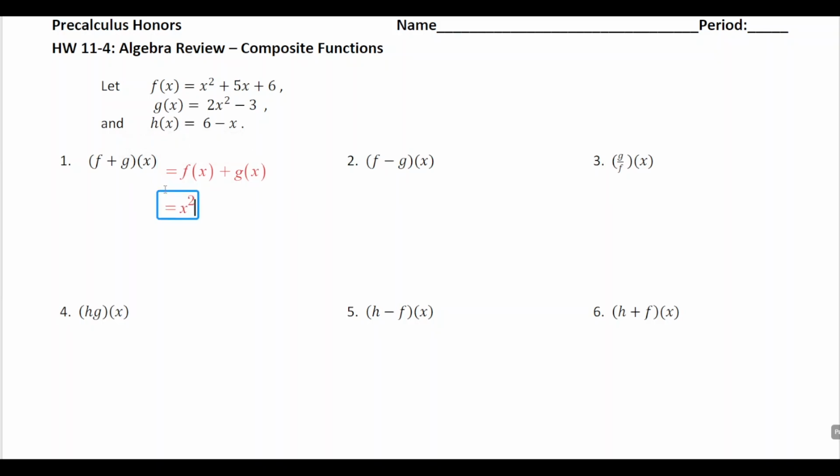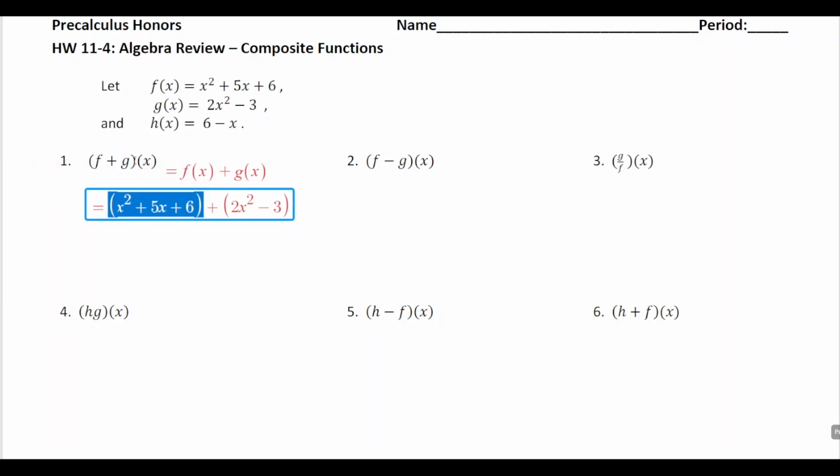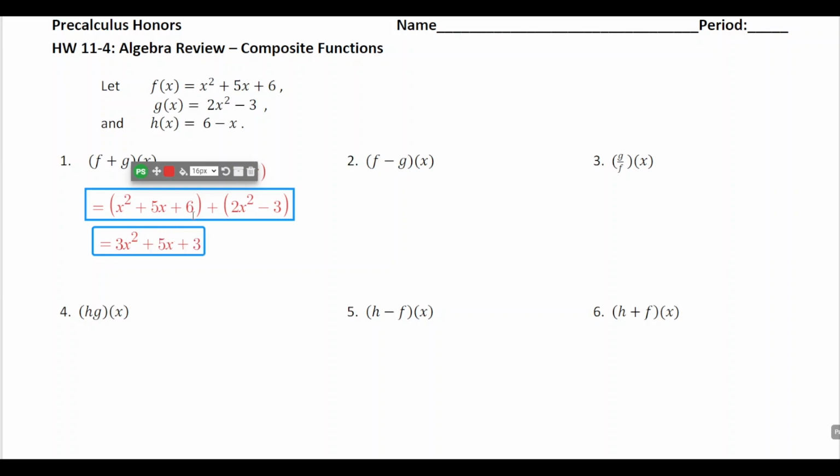So we get x squared plus 5x plus 6 plus 2x squared minus 3. Although they're not necessary, it's a good habit to get into putting parentheses around your functions, at least for the first step, to make sure you've written them out completely. So now I'm going to combine my like terms. I'm going to get 3x squared plus 5x plus 3.